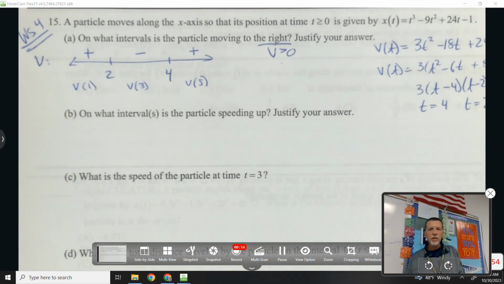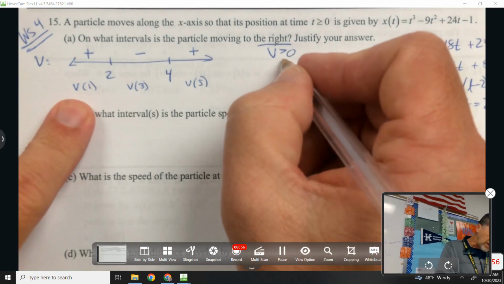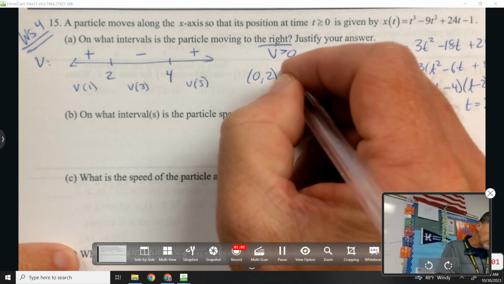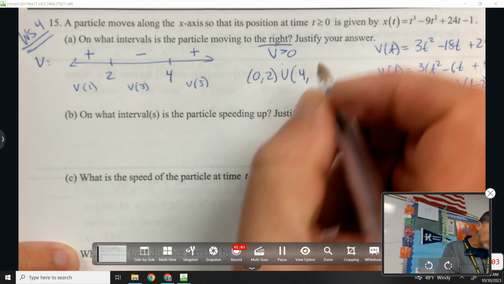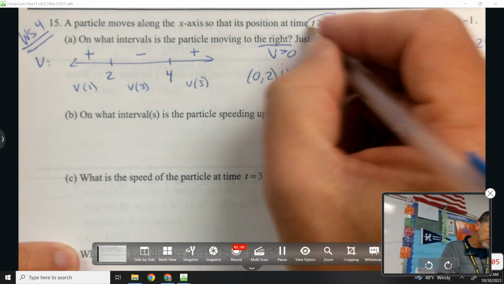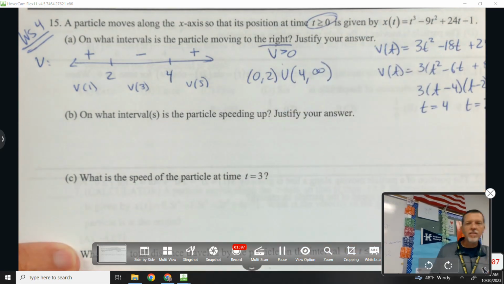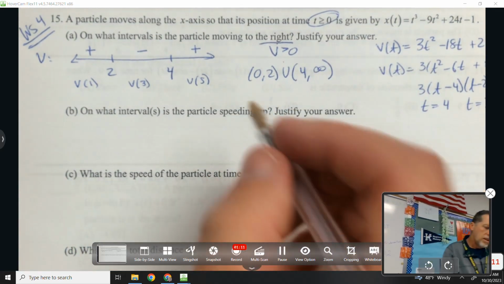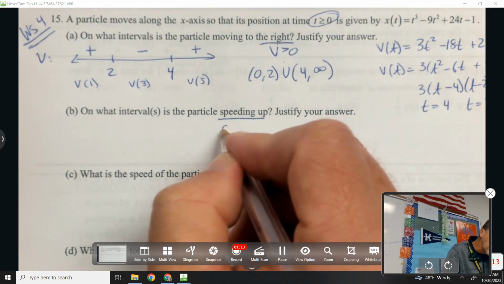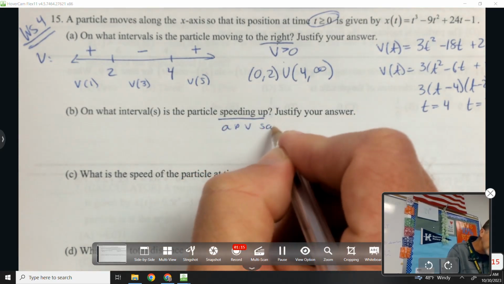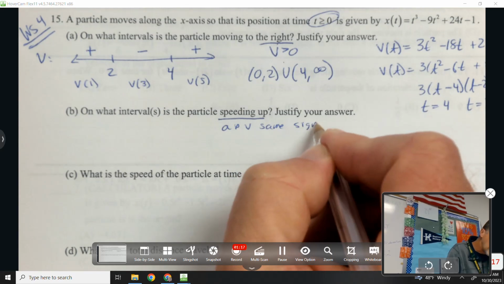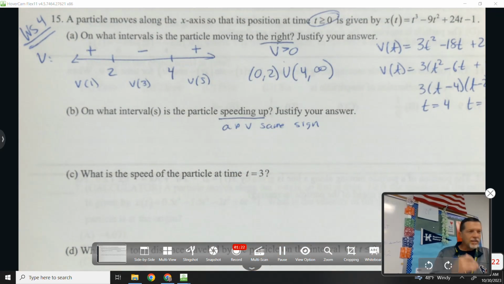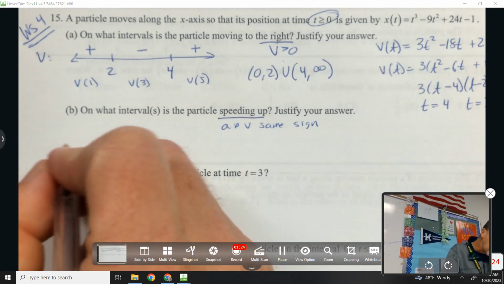Okay, so the question was, when is it moving to the right? When velocity is positive. So I look at my number line. That happens from 0 to 2 and from 4 to infinity. There isn't a stop to this. Speeding up would be where A and V have the same sign. So there's my justify. So I need the overlapping number line thing.